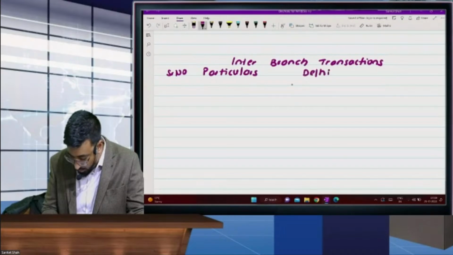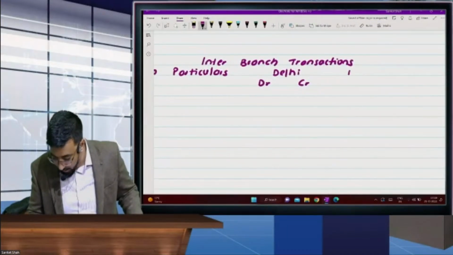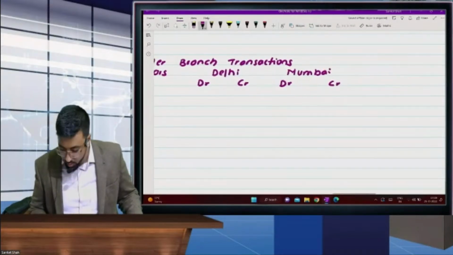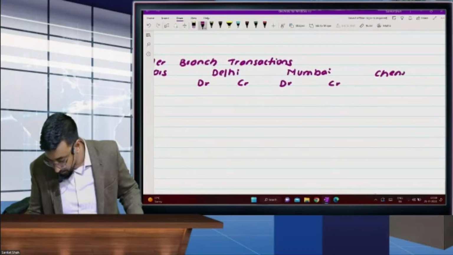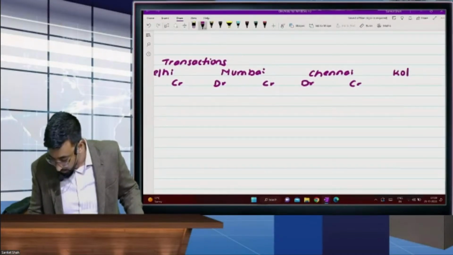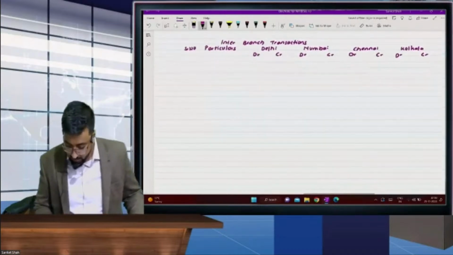In Delhi, you have two columns, debit, credit. Then you have Mumbai, debit, credit. You can take on two pages. Chennai, debit, credit. And Kolkata, debit, credit. Draw fast.